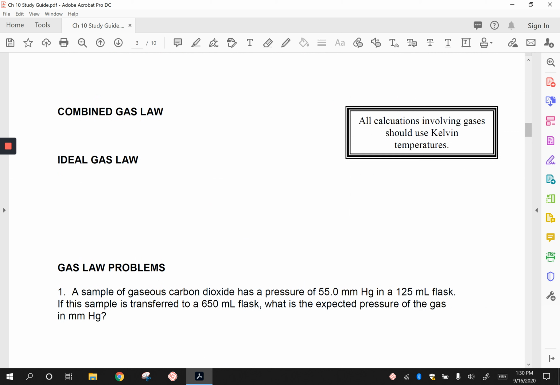All right, so from all these laws, I can come up with the ideal gas law and the combined gas law as well.